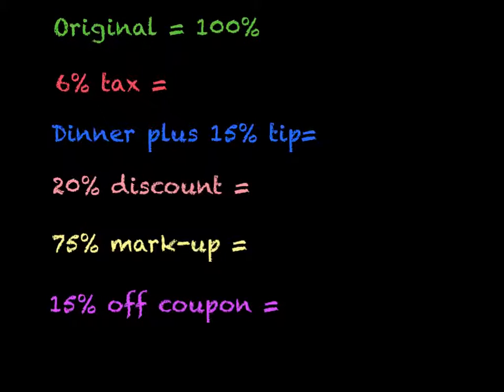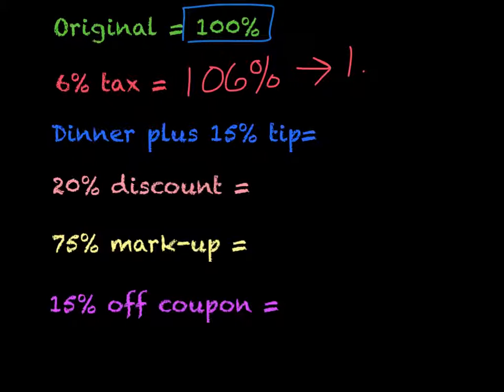Just to start out, the original of anything is always 100%. Whatever we start with, whatever the original price was, whatever our total bill is, anything we start with is always 100%. We have to keep that in mind. So if I'm paying a 6% tax on something, that is going to be 6% more, or a 6% increase. So basically, I am paying 106%. If we change that to decimal form, that's going to be 1.06. I didn't do anything with that yet. All I did was change it into decimal form.